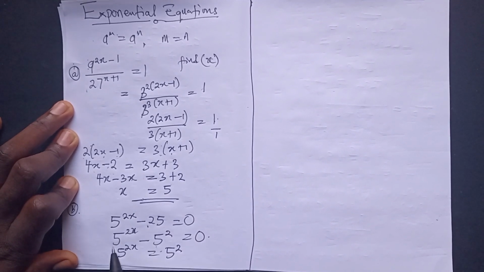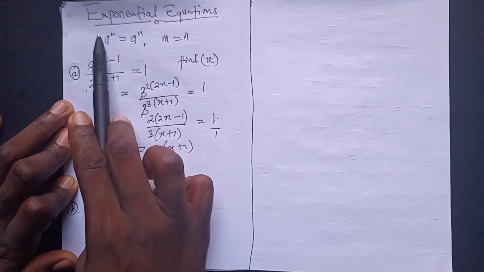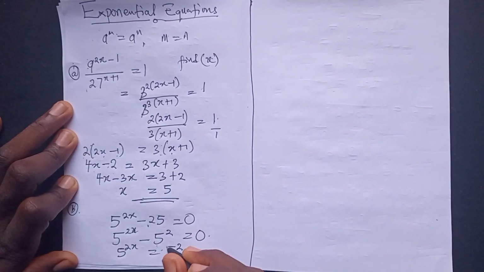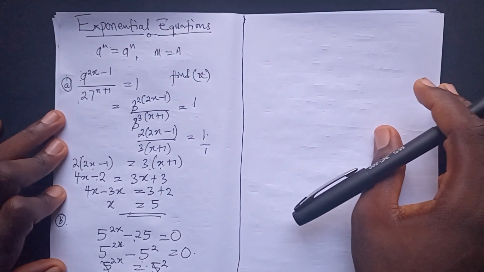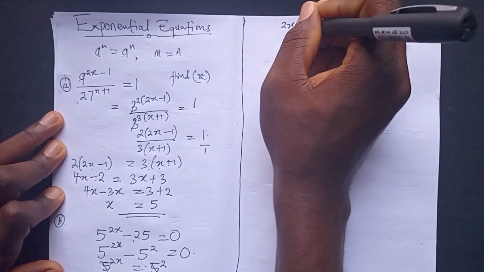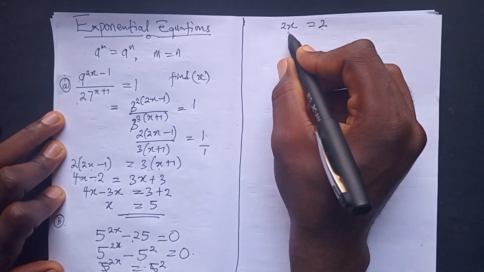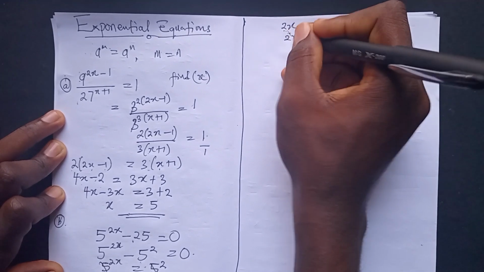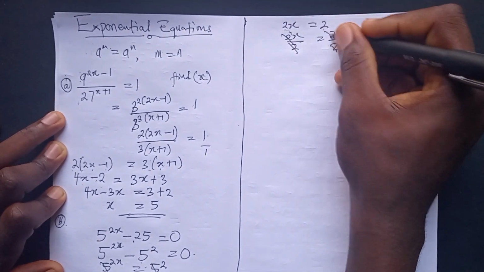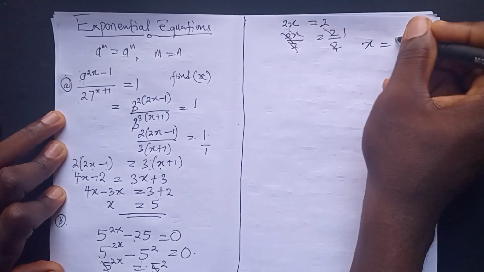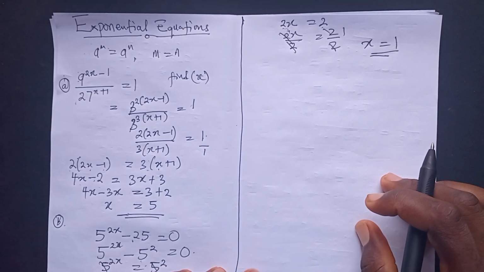And remember, our law says that if the bases are equal, you cancel out the base and equate their index. So we cancel out this base and equate the index. So this will now be 2x equal to 2. If we divide both sides by the coefficient of x, which is 2, we say 2x over 2 equal to 2 over 2. So 2 cancels 2, and 2 cancels 2 to give 1. So x is equal to 1. 1 is the answer.